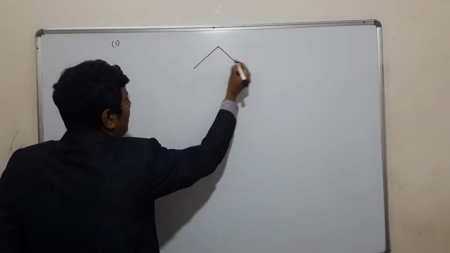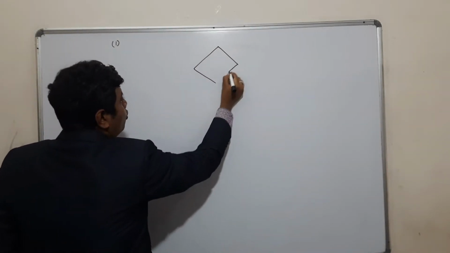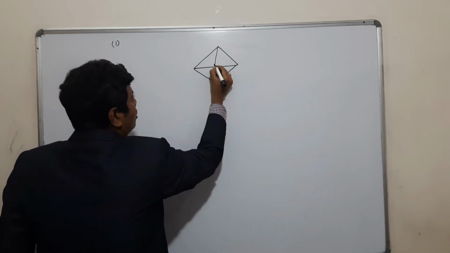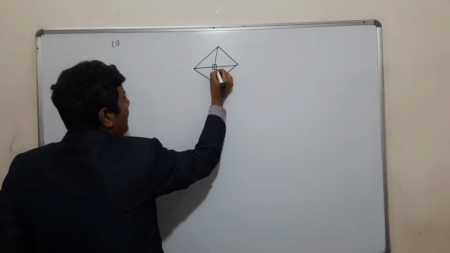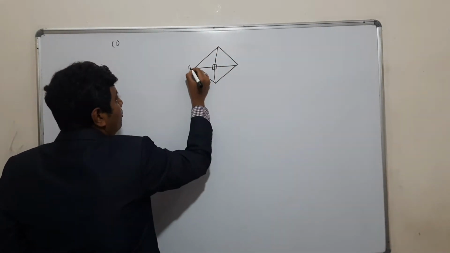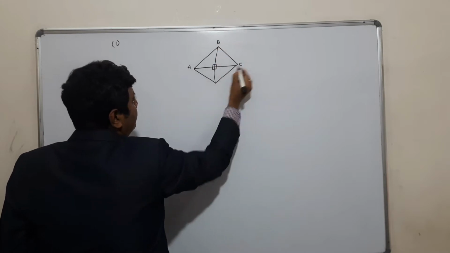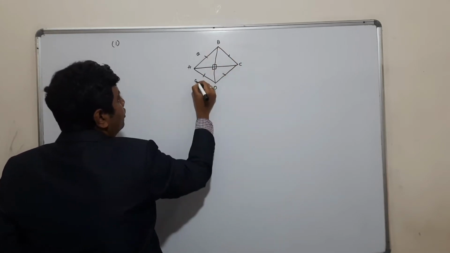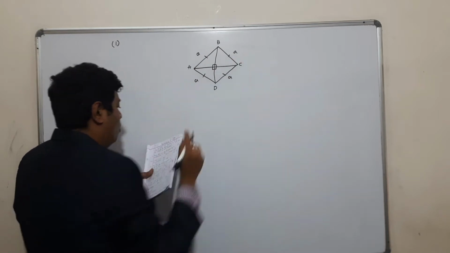As soon as you come to know it is a rhombus, you know all the sides are equal and diagonals are perpendicular bisectors of each other. These properties we should know. Okay, these diagonals are bisectors of each other. Now, what is given? ABCD is a rhombus, and all sides are equal. Let the side be equal to A. So, A and A. What is given?